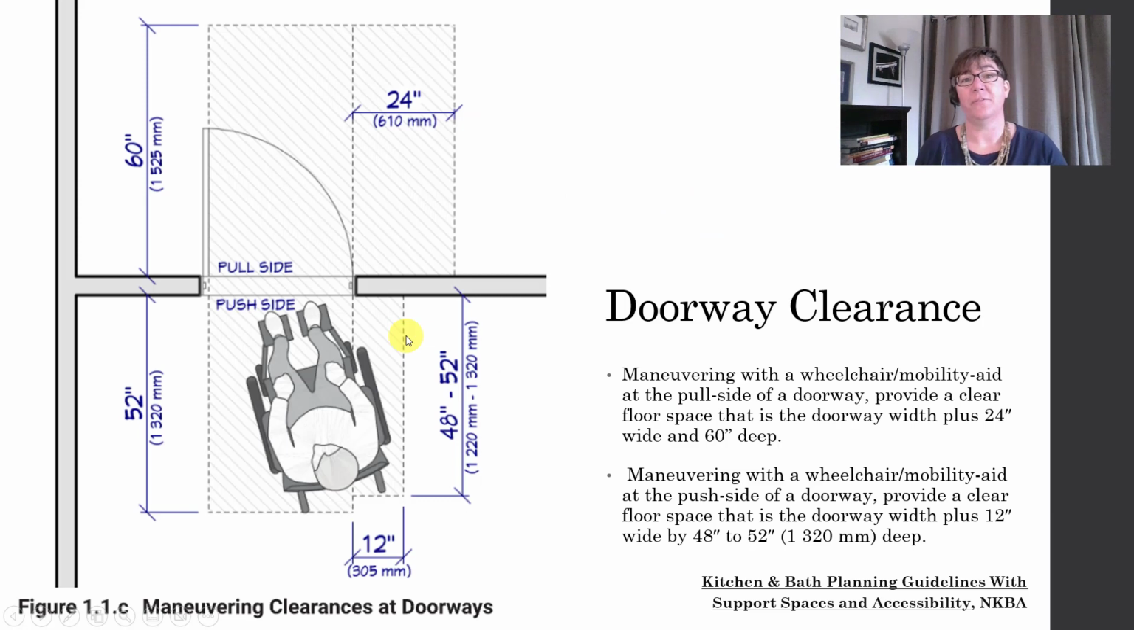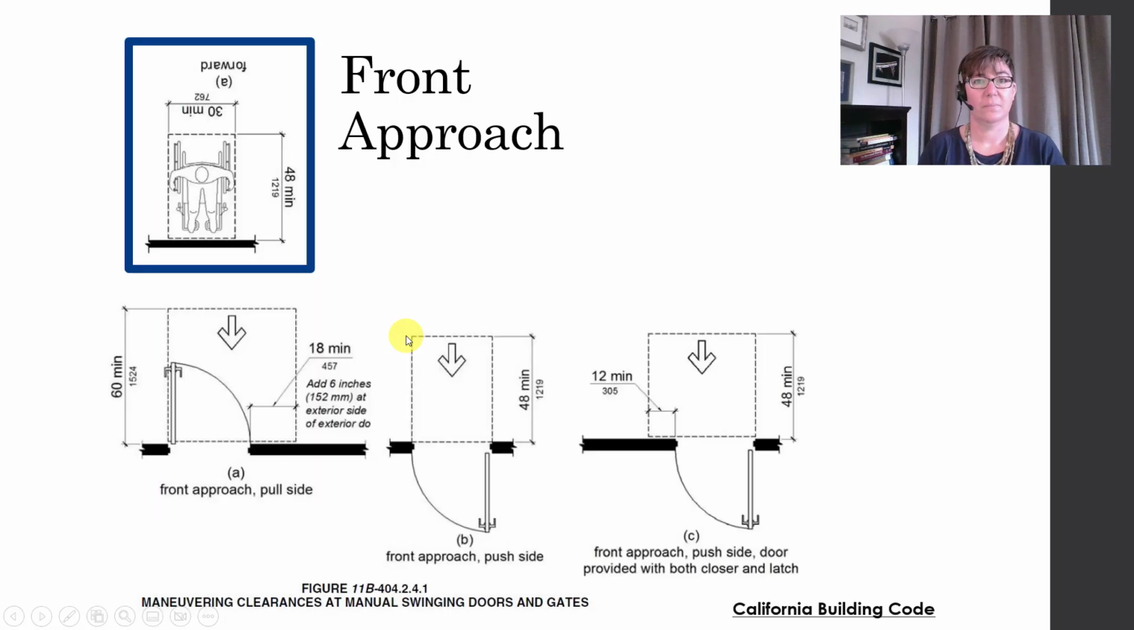All of these different ways of approaching the door require slightly different clearances, amounts of room, in order to reach and operate the door. Your NKBA diagram here is condensing all of them into one general clearance that is good for multiple approaches, and it's a pretty good general guideline. If you need more specifics, you can take a look at the California Code.